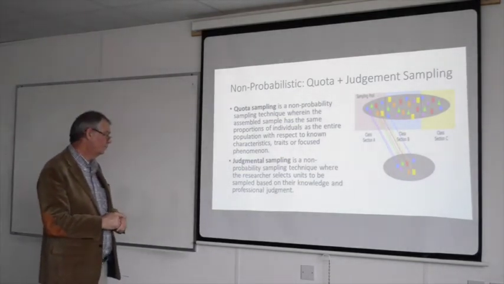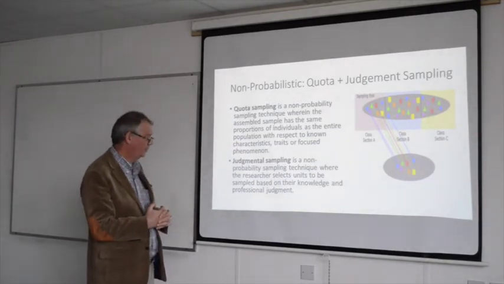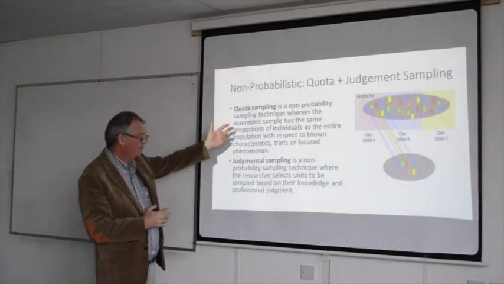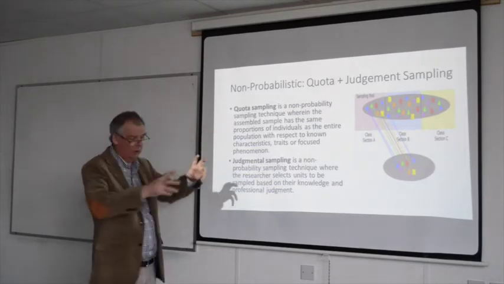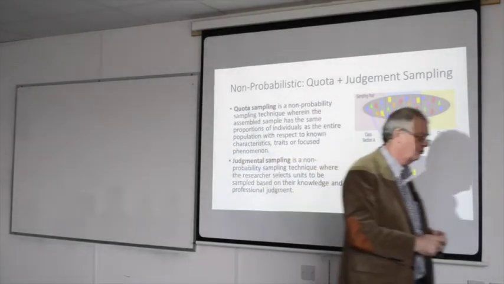And this one here is quota sampling, a non-probability method also, where you are obtaining a proportion of individuals based upon a certain quota system that you may impose upon the structure because you want so many of each.